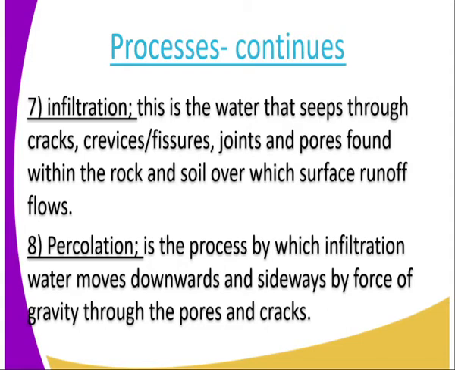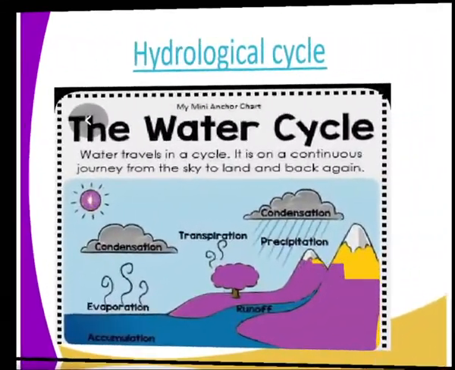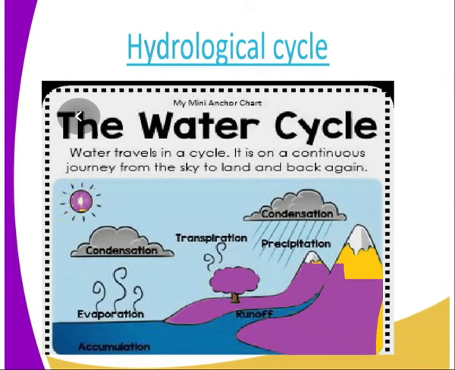And number 8, we have percolation. This is the process by which the infiltrated water moves downwards and sideways by force of gravity through the pores and cracks. Those are the 8 processes. And that is a summary of what we have discussed. You can see how condensation, transpiration, precipitation and evaporation take place. Then infiltration takes place on land.